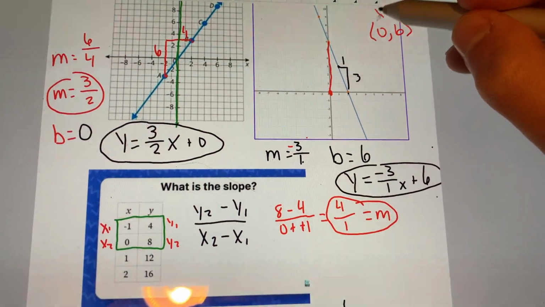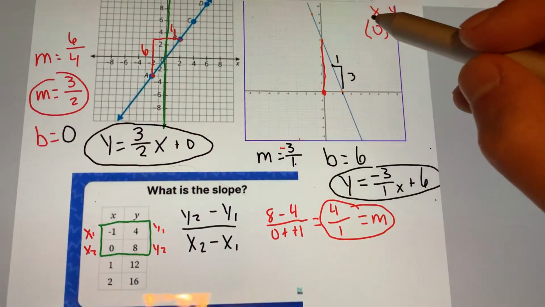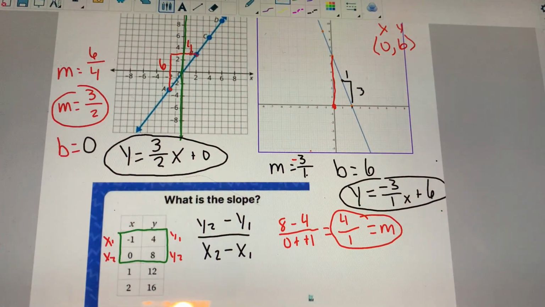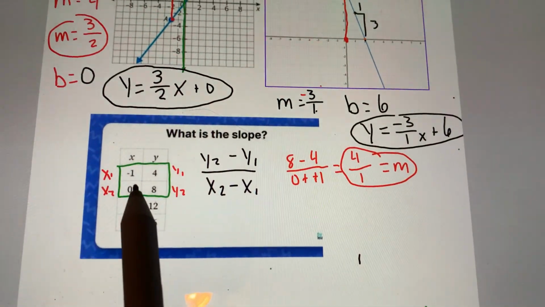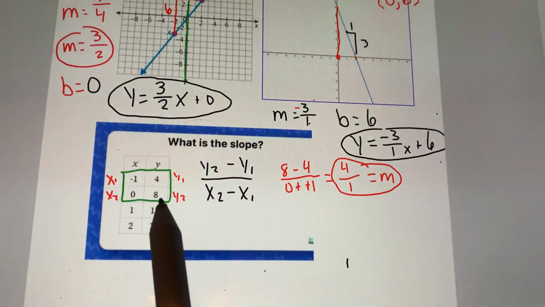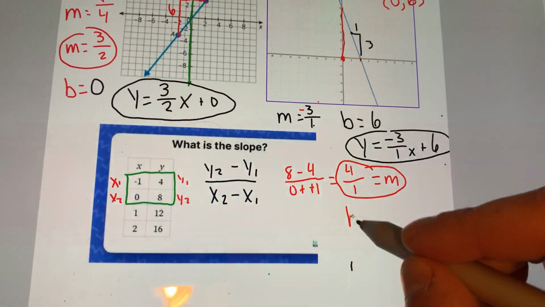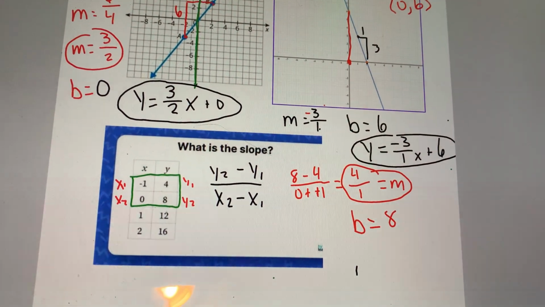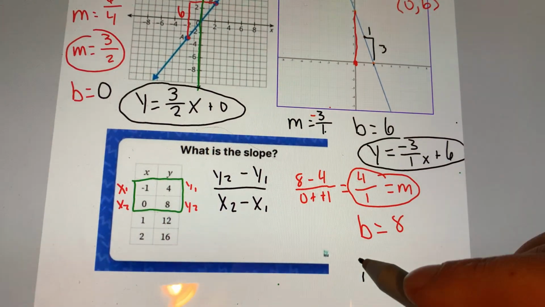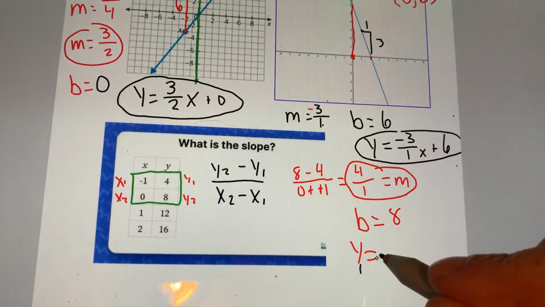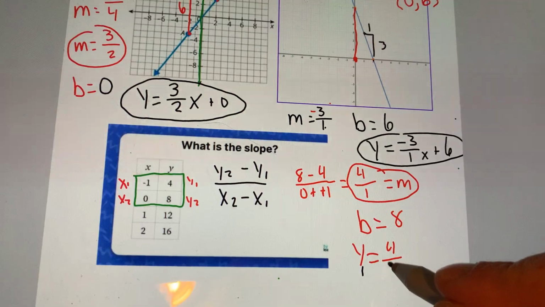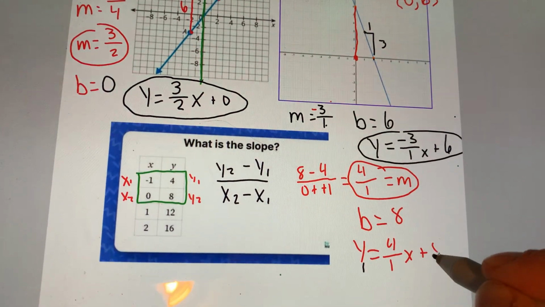So I need to find on my table where my x is 0 and my y. So on here, my x is 0, my y is 8. So that means my y-intercept is 8. Now I just put it into an equation. Y equals 4 over 1x plus 8.